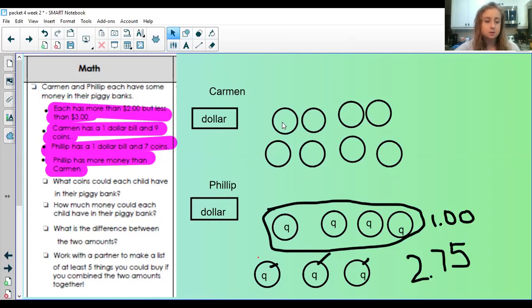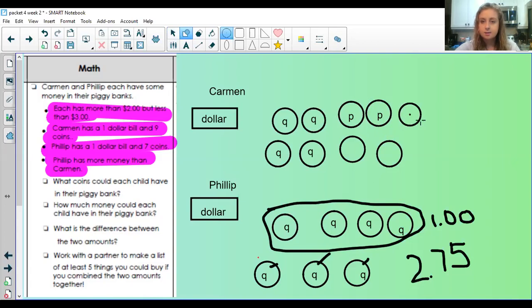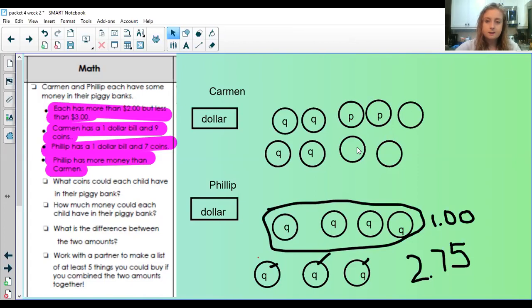So what I think I'm going to do is I'm going to try to do 4 quarters here. 1, 2, 3, and 4. And then the lowest would be pennies, right? So I'm going to do pennies. So that's 1 penny, 2 penny. I need one more circle for Carmen, don't I? Yes, I do. Because she has 9. I counted wrong. Okay. I'm going to do penny, penny, penny, penny.